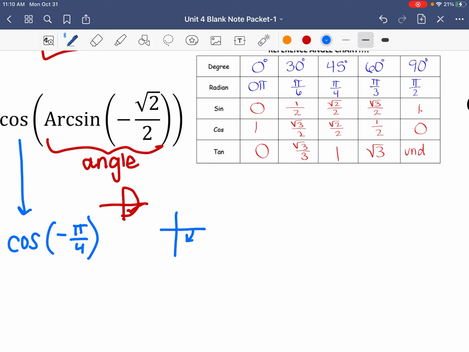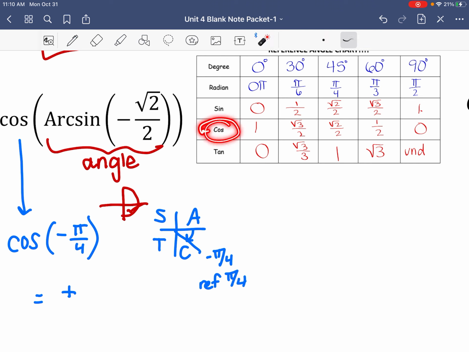Okay, negative pi over 4 is down here. There's negative pi over 4. All students take calculus. If I'm evaluating the cosine down there, it's going to be positive. My reference angle is pi over 4. And look at your chart. Cosine, pi over 4. My answer is root 2 over 2.